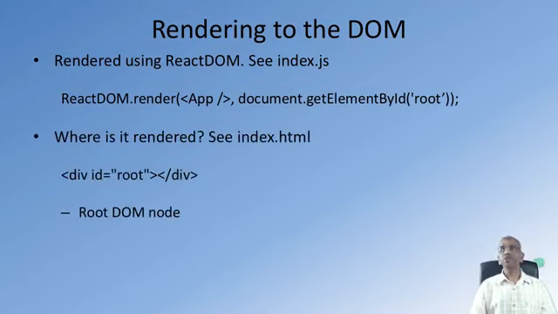And furthermore, where is it rendered? As we have seen, this is the div which is going to be used as the root DOM node onto which the DOM elements created by my App.js are rendered in my page. And so that is how the view of your React application gets created.